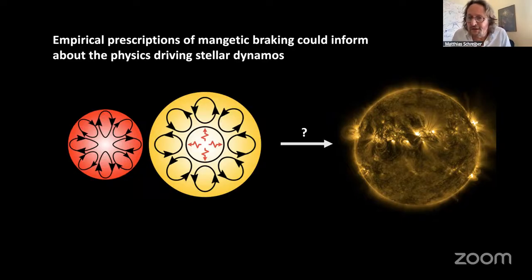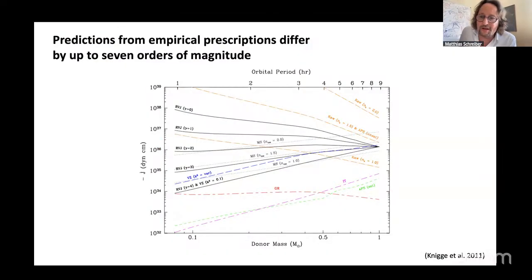Unfortunately, until relatively recently, the situation of the empirical magnetic braking prescriptions was kind of sad because it looked more or less like this. So here you have, in this case for a binary star, the angular momentum loss on the y-axis, and here the donor mass, which is the star that is suffering from magnetic braking. And you see all these different lines, we don't go into the details, all these different lines represent suggested empirical relations for magnetic braking. And you see they differ by more than 7 orders of magnitude.